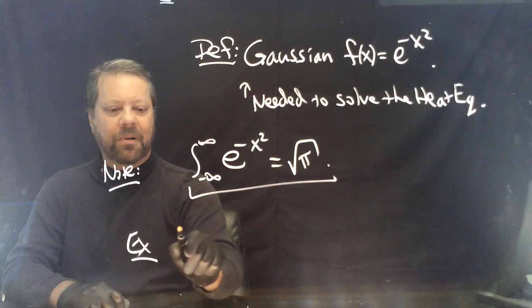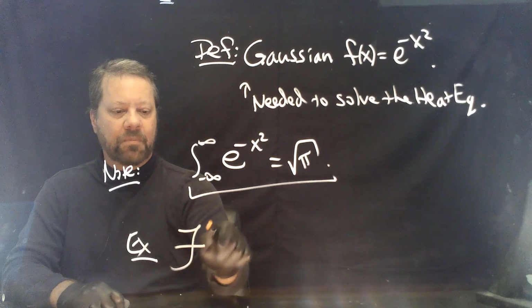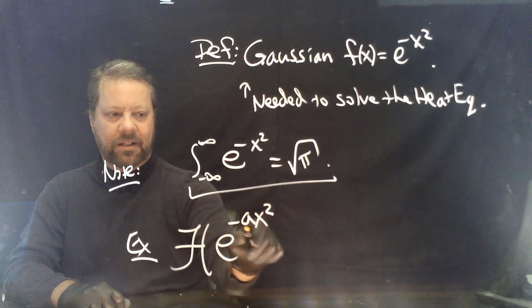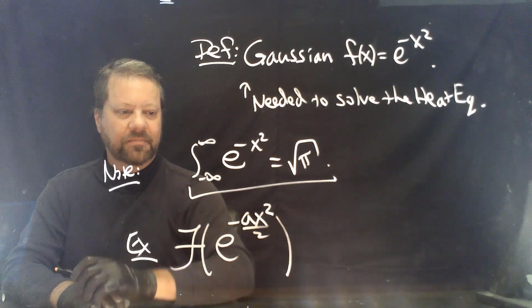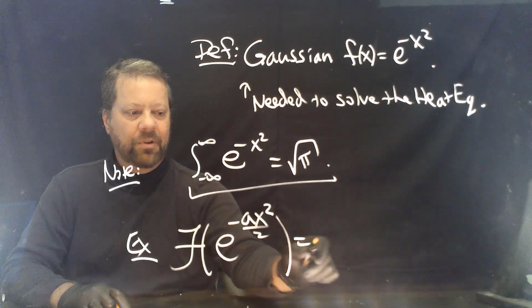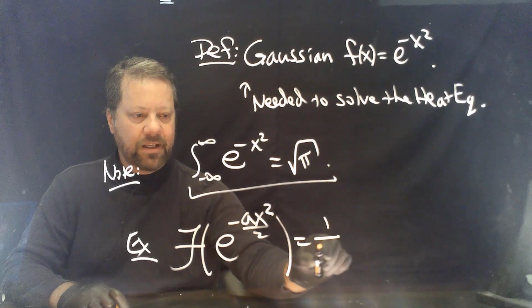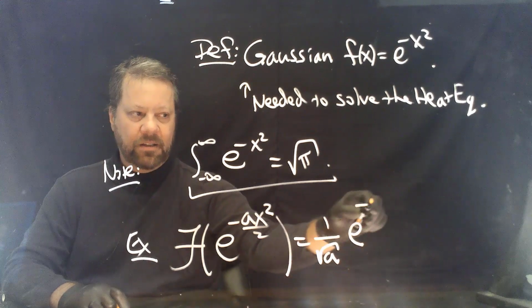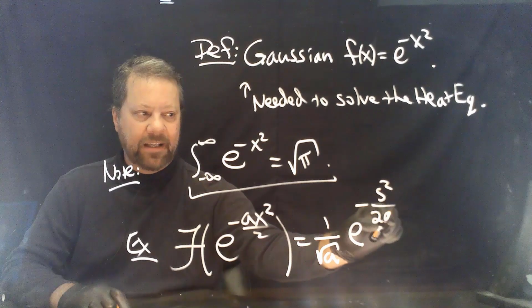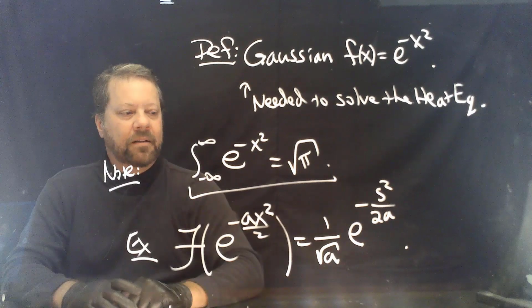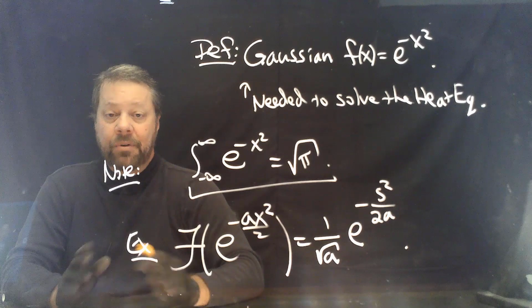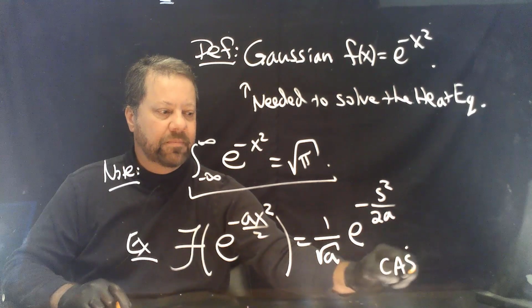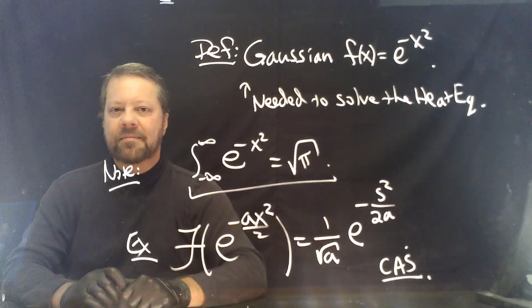So in our example, I want to do the Fourier transform of e to the minus a x squared over 2. And I want to prove that you get 1 over the square root of a times e to the minus s squared over 2a. Actually, I'll have you do this by Maple or some other computer algebra system as an exercise.